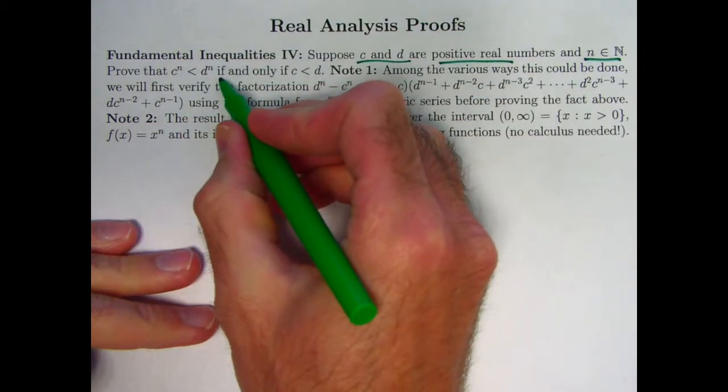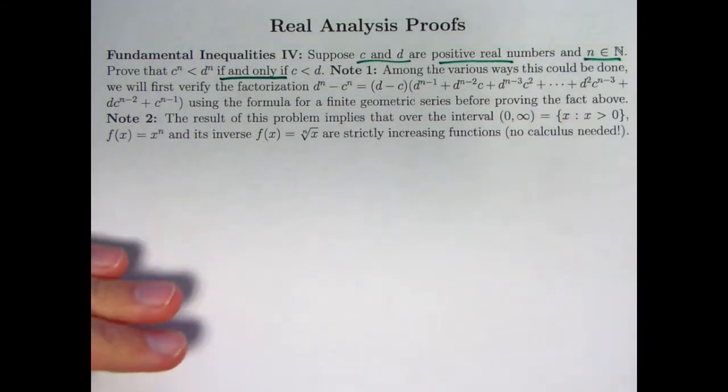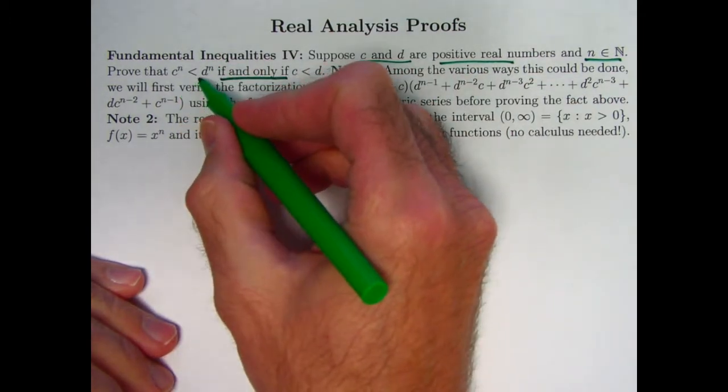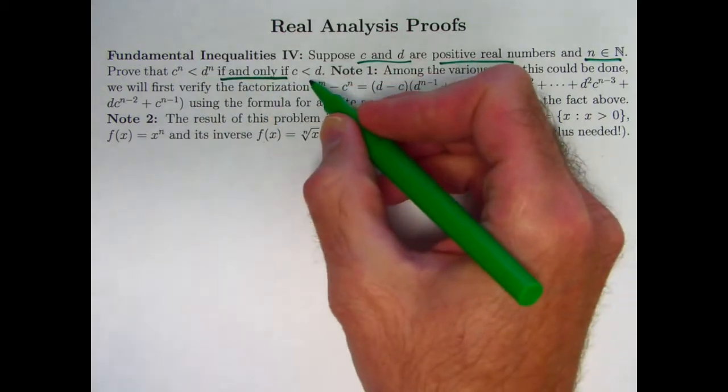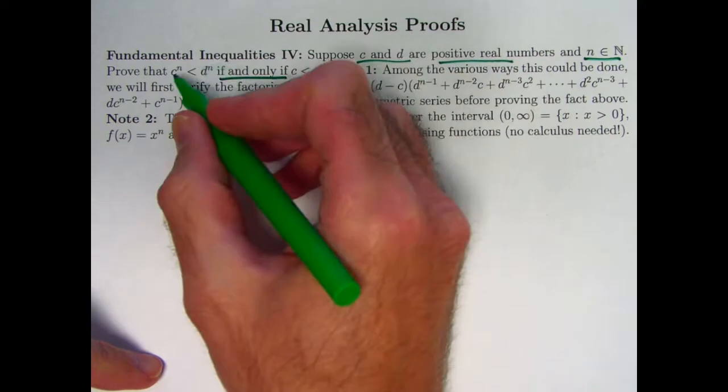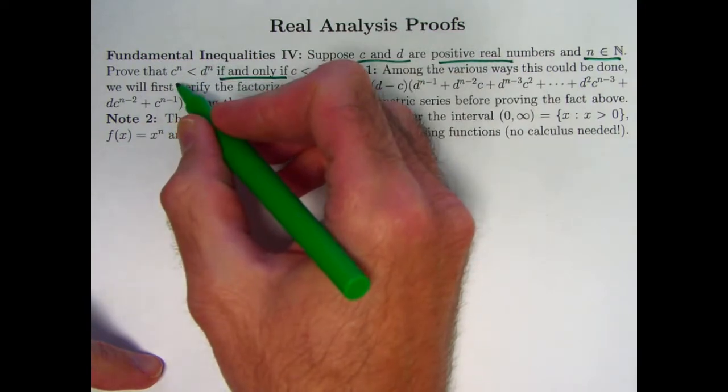I want to prove an if and only if statement, which means I need to prove two things. I need to prove that if c to the n is less than d to the n, it will follow that c is less than d, and vice versa. If c is less than d, then c to the n is less than d to the n.